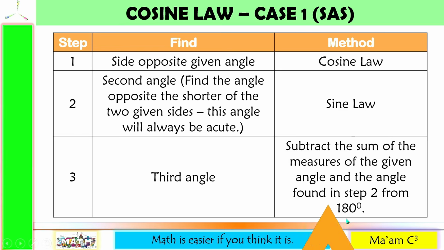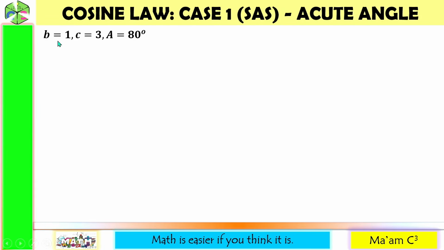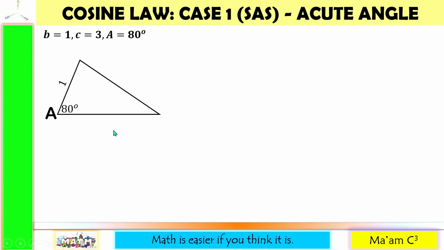Let's have an example. We have here B is equal to 1, C is equal to 3, and the included angle is 80 degrees. So let us draw our triangle. I have here angle A, let me place it here, and it measures 80 degrees. Then we have here B is equal to 1, I'll place it here, and C is equal to 3 on this side. So angle A is the included angle between sides B and C.